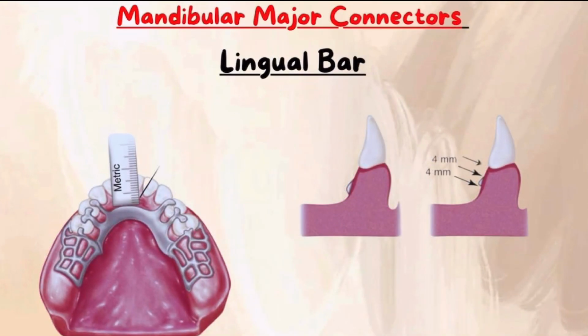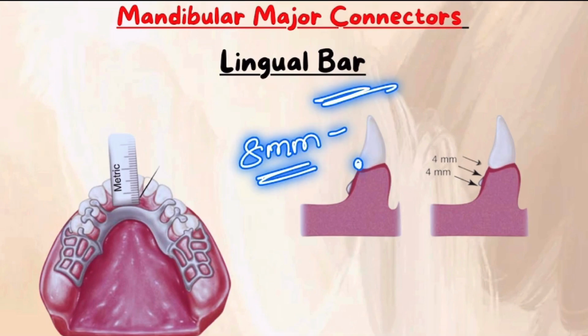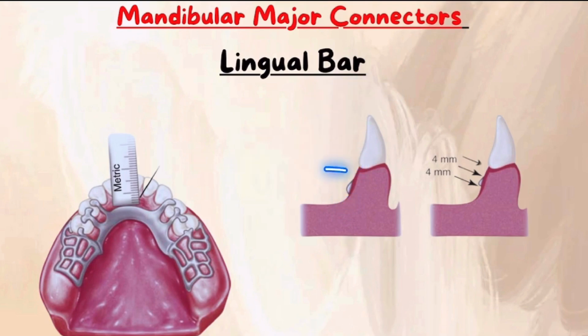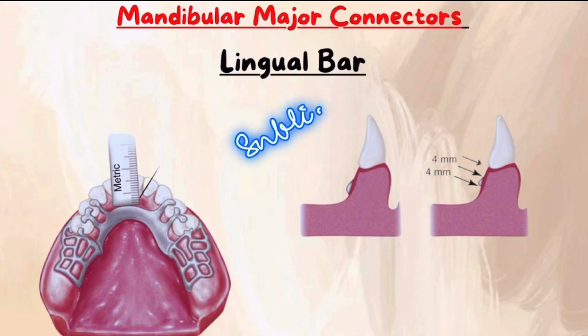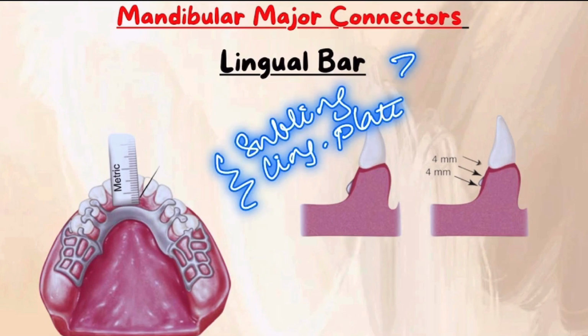What are the key measurements for lingual bar placement? For a lingual bar to fit properly, there should be at least 8 mm of space between the gingival margin and the floor of the mouth. This is the gingival margin and this is the floor of the mouth. If 8 mm of space is not present, then a lingual bar cannot be accommodated. Instead, a sublingual bar or lingual plate can be given. We will be discussing these two designs in the upcoming slides.